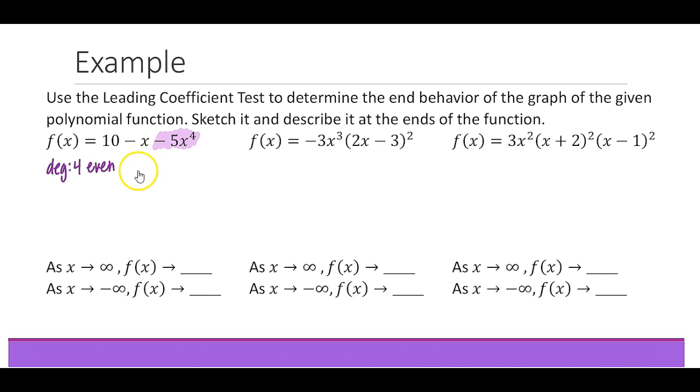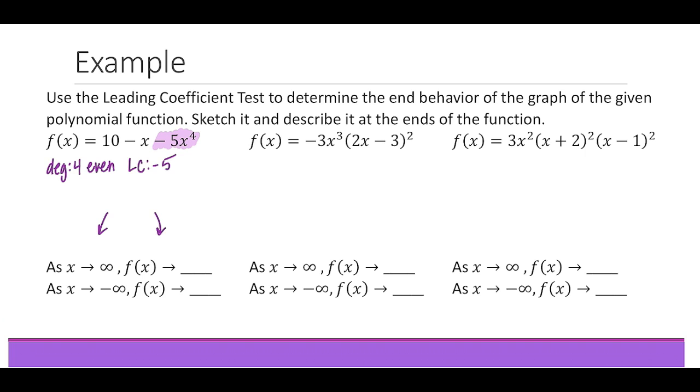So we know that either both sides point up or both sides point down. Well, the leading coefficient is negative 5. So since the leading coefficient is negative, both sides point down. We can think about negative x squared. Because it's even and I have a negative leading coefficient, both sides are going to point down.